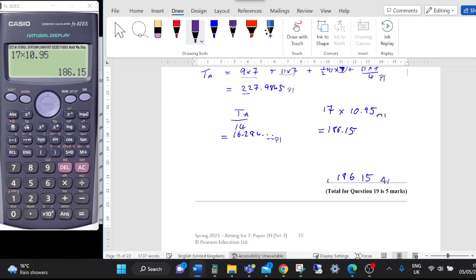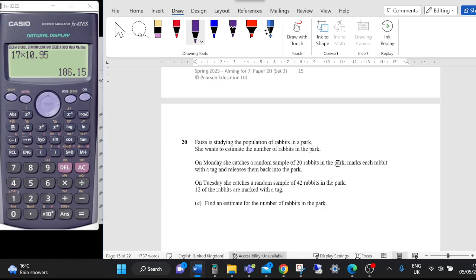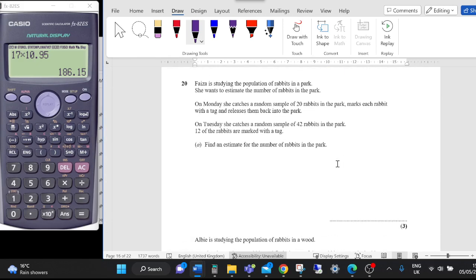Right, question 20. So this time we are looking at Faiza, who is studying the population of rabbits in a park. She wants to estimate the number of rabbits in the park.